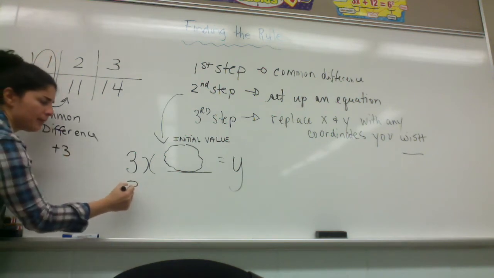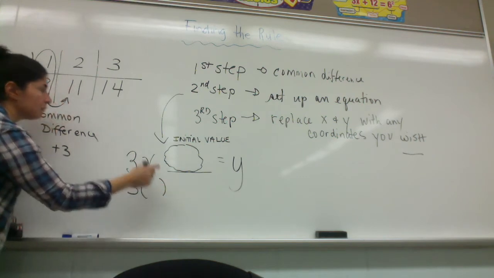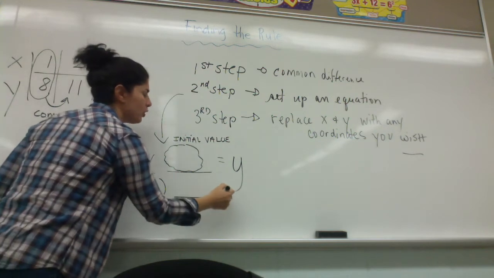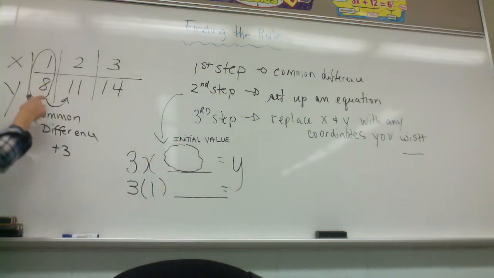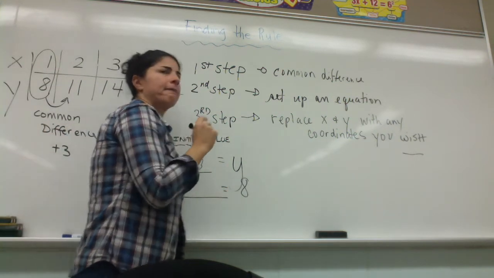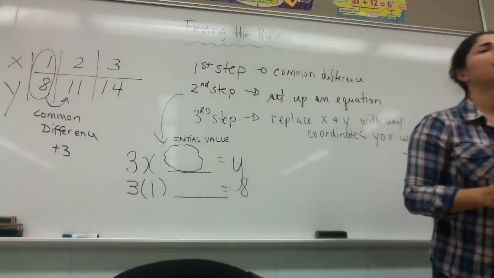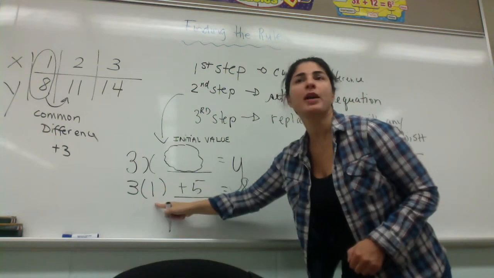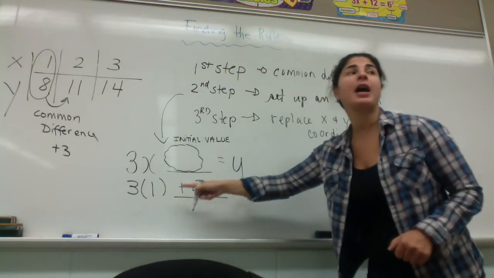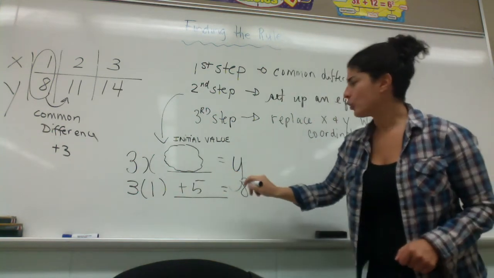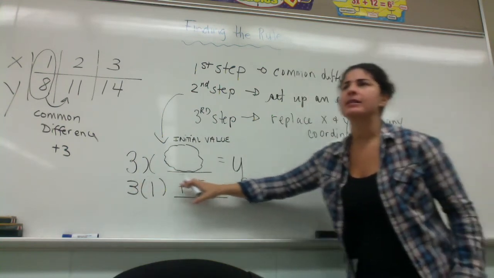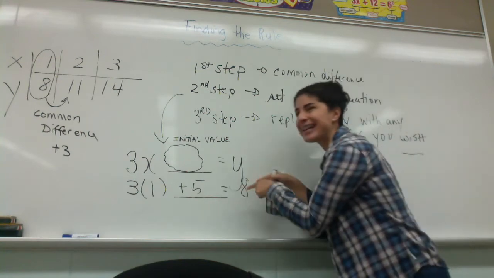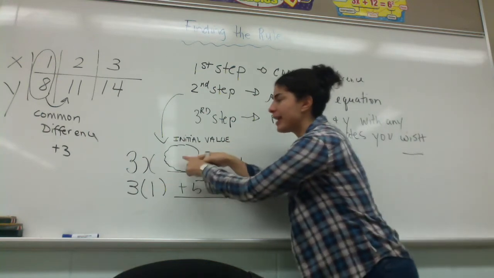Okay, so 3 times 1, he wanted it to equal 8. So what's missing? It's plus 5. 3 times 1 is 3, plus 5 is 8. So do I need this now? No, I use this to find this.